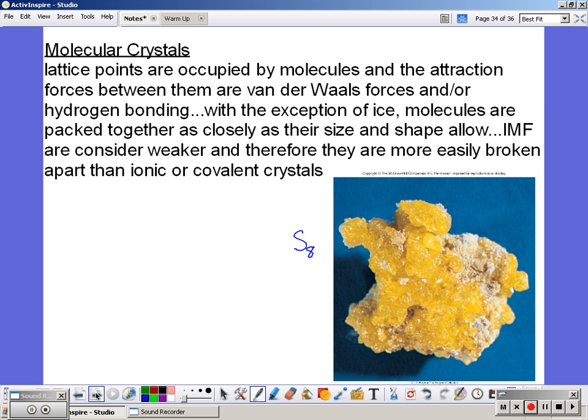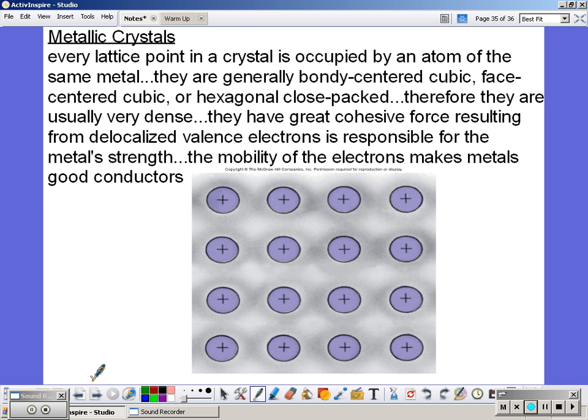Metallic crystals. Every lattice point in the crystal is occupied by an atom of the same metal. They're generally bonded body-centered cubic, face-centered cubic, or hexagonal close packed. That means that they're usually very dense and they have great cohesive forces resulting from the delocalized valence electrons, which is responsible for the metal's strength. The mobility of the electrons also makes the metals a good conductor. So metallic crystals, metallic solids, are the only ones that conduct electricity in the solid state, with the exception of our network covalent graphite.